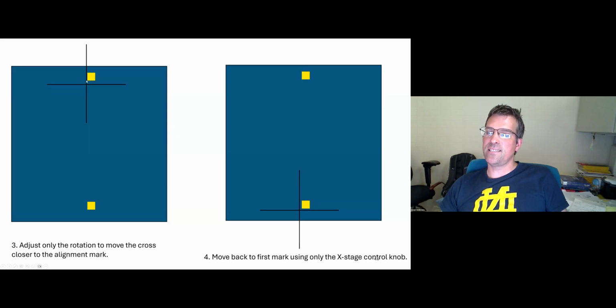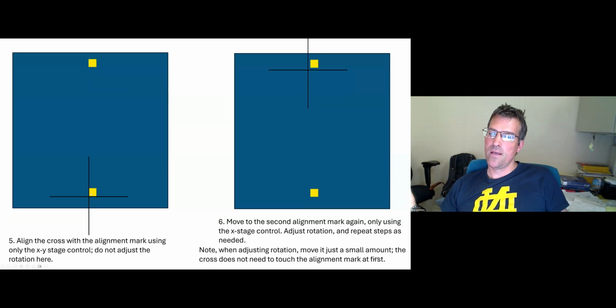You don't have to be precisely there, because you can overcompensate if you have a huge rotation error at the beginning. So just bring it somewhat closer, but only change the rotation at this point. And then using the X control on your stage, move back to your first alignment mark. Set it up again, using only the X and Y position. So make it align with this one, like here. And then repeat the steps. Move back again using only the X control to the other alignment mark, and then make a rotation adjustment.